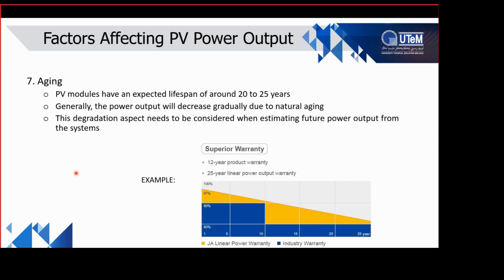Okay, and then we have the aging factor. Just like I mentioned just now, it's due to the natural degradation of the PV module after years and years of use. The output is going to be slightly reduced. Okay, let's go back to the software.